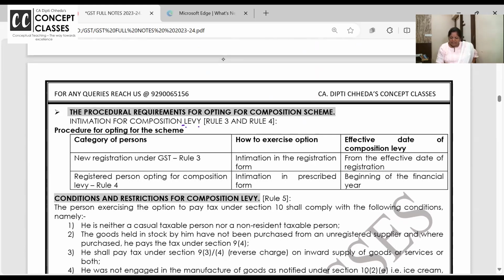Intimation for the composition levy. These rules name, if you remember, okay. If not, ignore. सेक्शन याद रहेगा. सेक्शन 10 9 किसका है? लेवी के लिए. रिवर्स चार्ज मैकेनिज्म. 8 किसका है? Composite and mixed supply. What is 7? Parameters of supply. What is schedule 1? Deemed supply. What is schedule 2? Is it goods or services? What is schedule 3? Negative list.